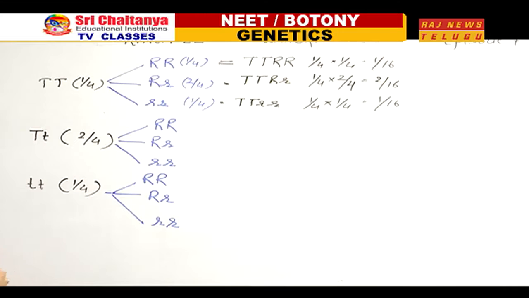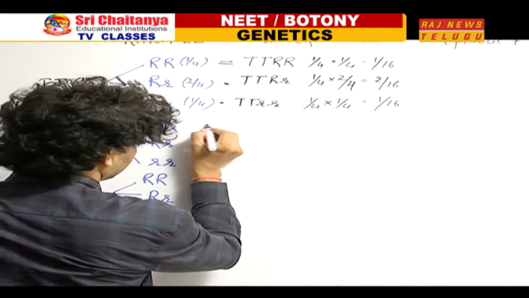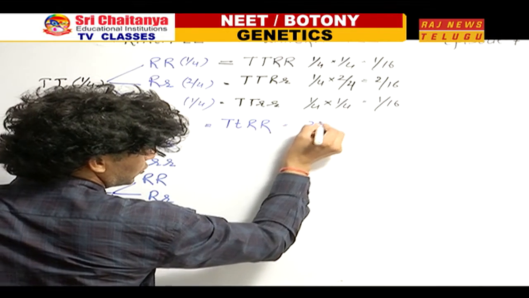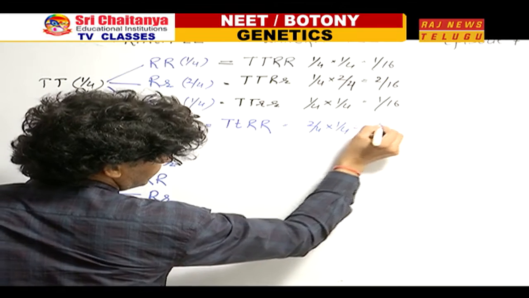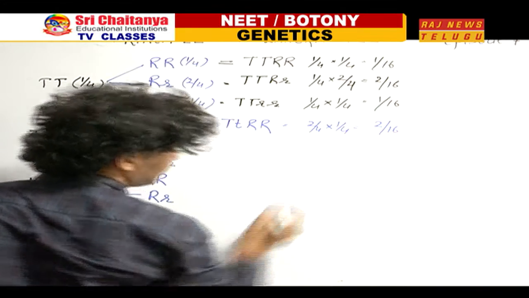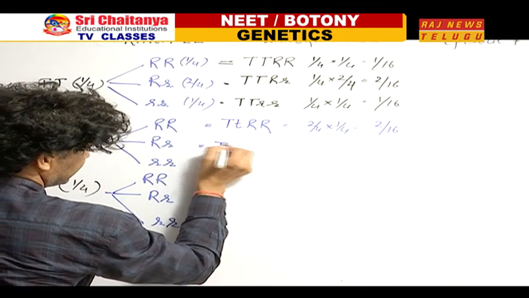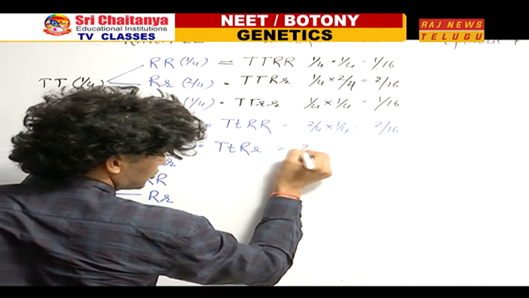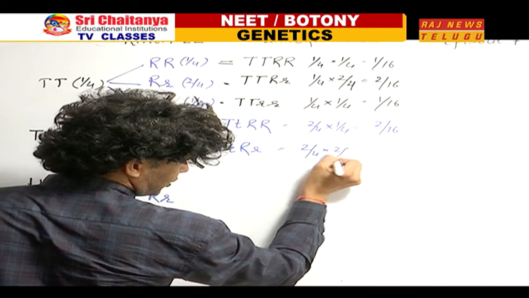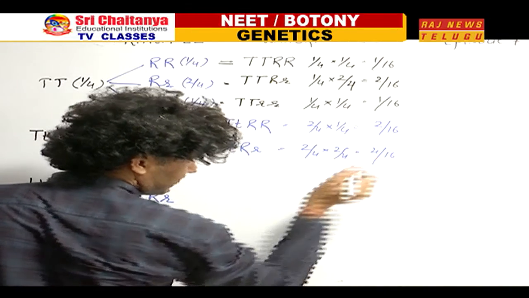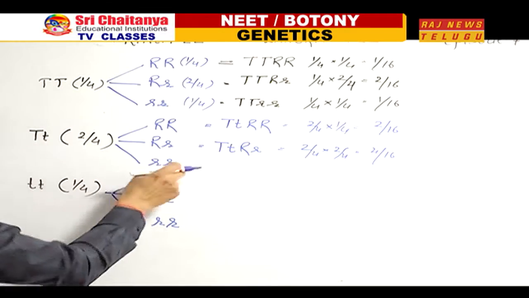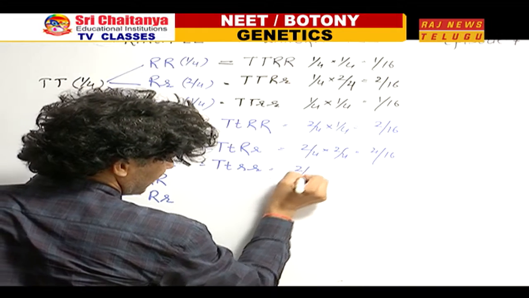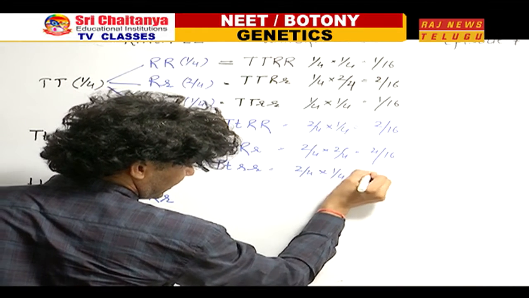Come to the capital T, small t, then the first genotype becomes capital R, capital R, probability 2 by 4 into 1 by 4 means 2 by 16. Second genotype comes T, capital R, small r, means 2 by 4, both are heterozygous, so 2 by 4 into 2 by 4 is equal to 4 out of 16. And same way, T, small r means 2 by 4 into 1 by 4 means again 2 out of 16.